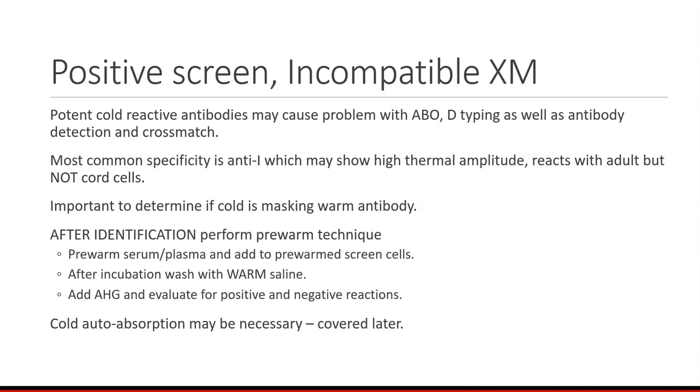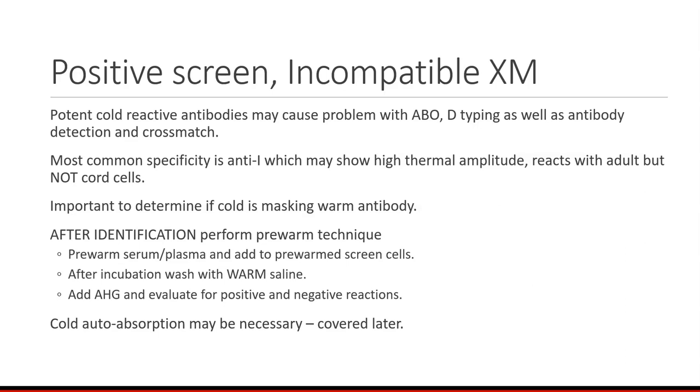Then I label my 3 screen cell tubes. And again, you label at the top with the patient initials, and I put those in the heat block. And I add a drop of my screen 1, screen 2, and if you use 3 screen cells, screen 3. And it doesn't take but a few seconds really for that small volume to heat up. Then I add my pre-warmed serum to my pre-warmed cells and incubate.